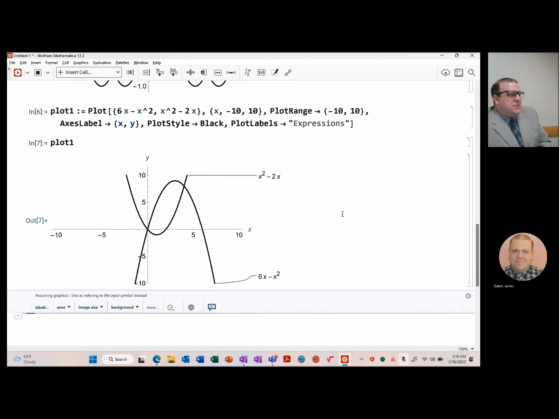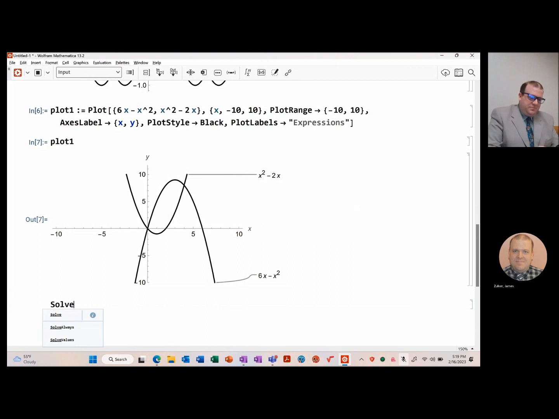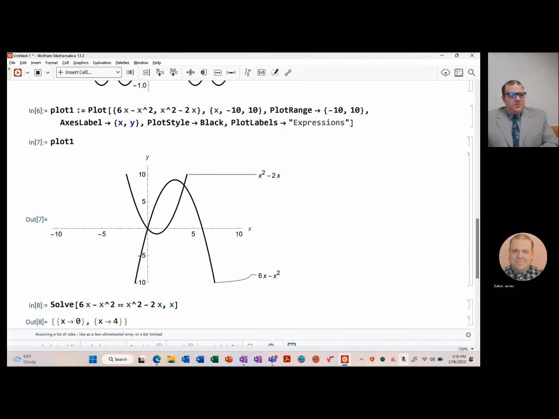Two ways to do this. You can do this by hand algebraically, right? Set the two functions equal to each other, solve for x. Or we can just let Mathematica do it for us. Notice I'm doing double equals. Solve it for x. 0 and 4 are the points of intersection.